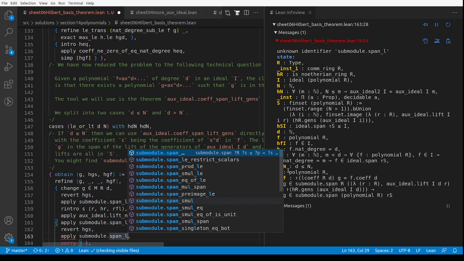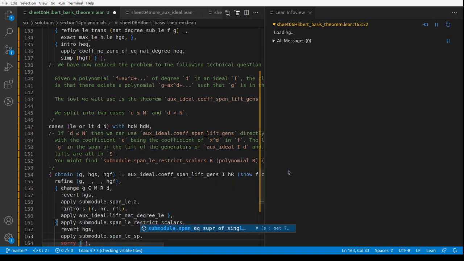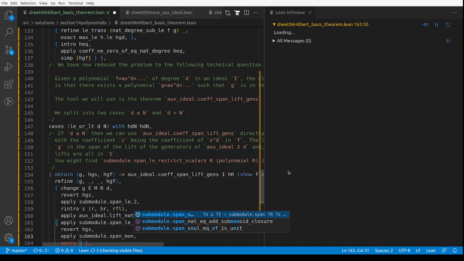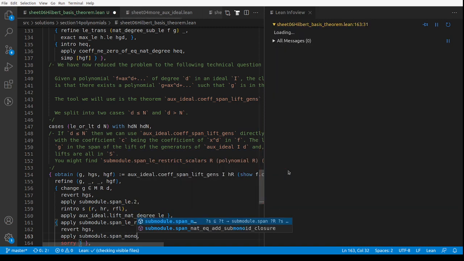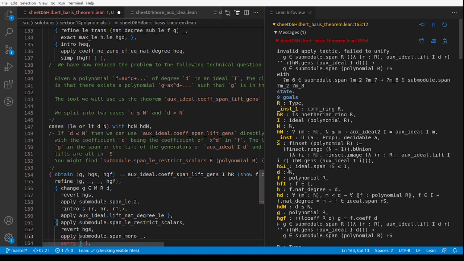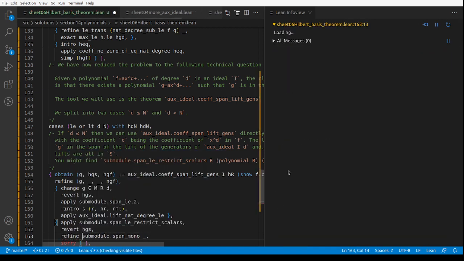Span mul span, that's no good. No? Oh, span mono or something it'll be called, right? Yes, span mono. And it doesn't like it. Why not, I wonder? Fail to unify that, really? Okay, well let's refine it, because refining is better at unification.